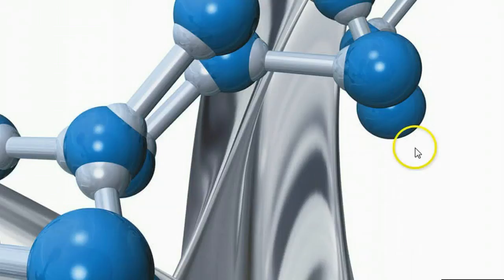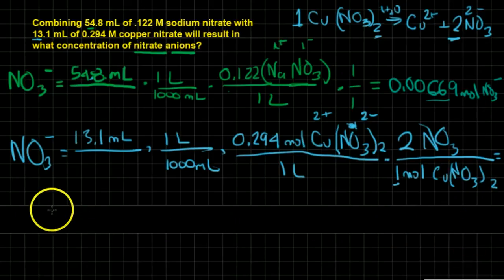Okay, the next one out. Okay, so the next one is going to be 13.1. I'm not going to show you this, I'm just going to do it off screen. 13.1 milliliters, divided by 1,000 milliliters. That's right here, right?